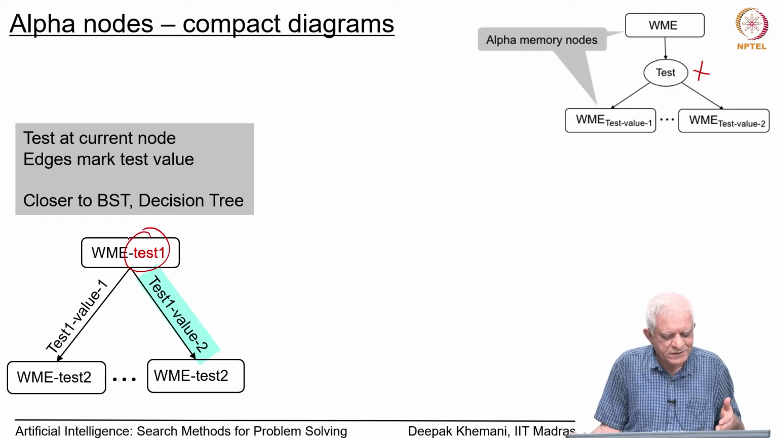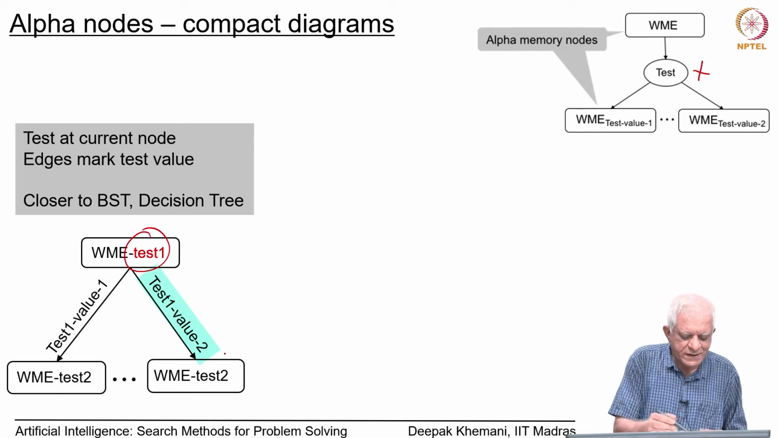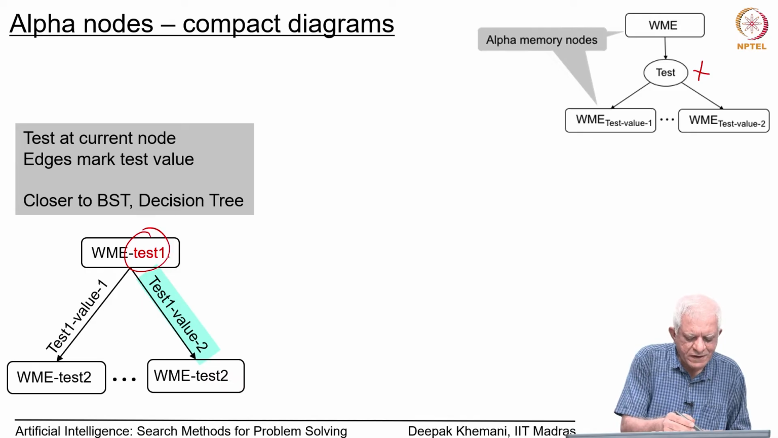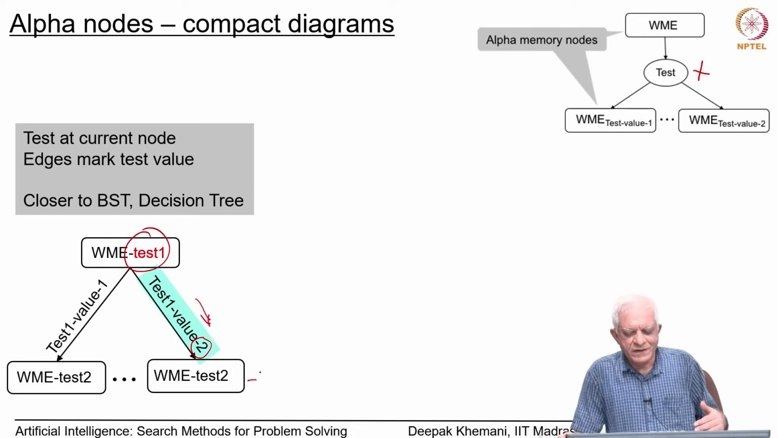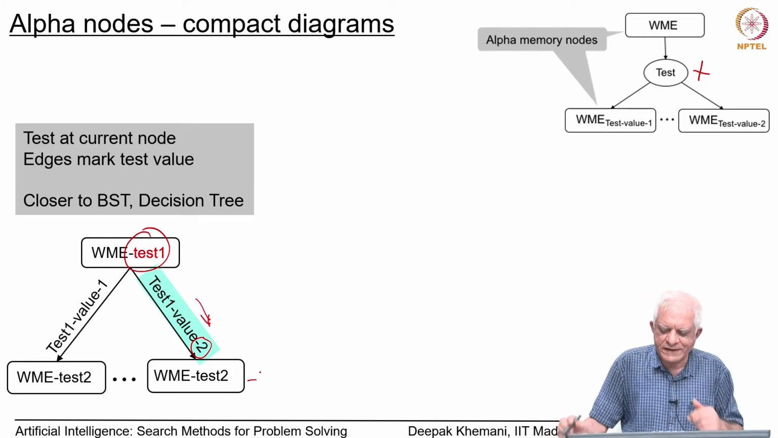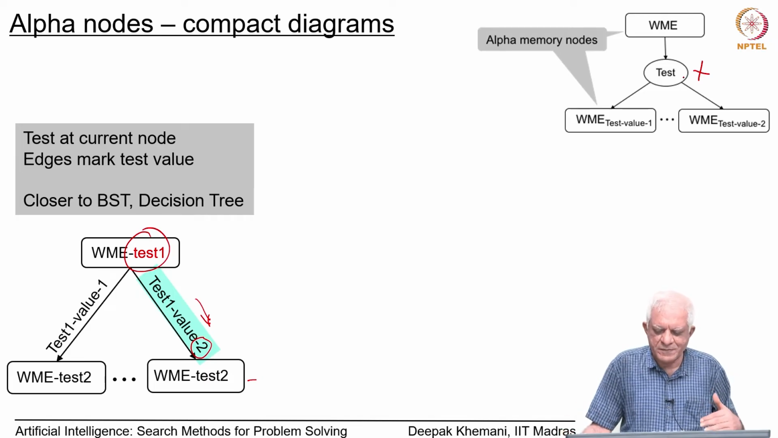Supposing the test value 2 is the one that is being matched by a particular working memory element, the test is test 1 and the value is 2. And so the node with the test value 2 will come here and sit here, and here of course, it will do another test, which is test 2, the next test. So, as you can see, we have eliminated the test node and just simply remembered the working memory nodes, which are the alpha nodes.